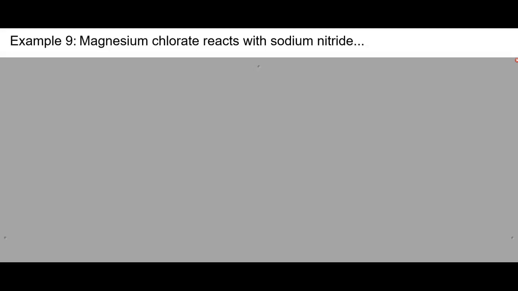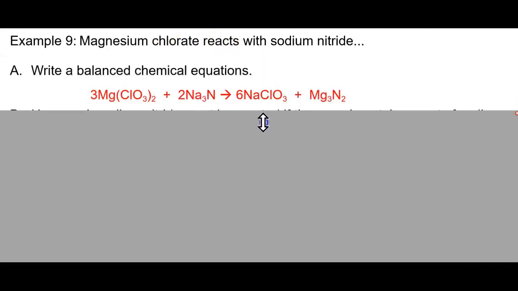Stoichiometry notes, example 9, second year chemistry. Okay, so we have magnesium chlorate reacts with sodium nitride. Please pause this video, write a balanced chemical equation for it. Welcome back. Hopefully this is what you got. If not, please correct yours.